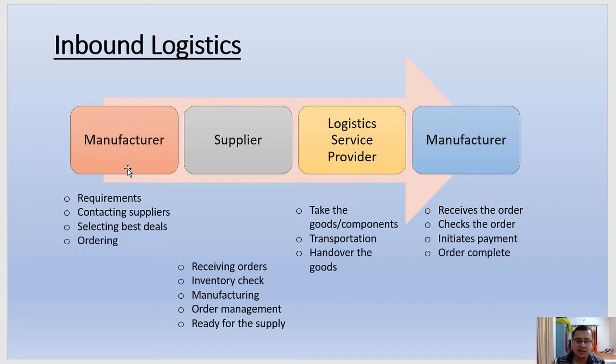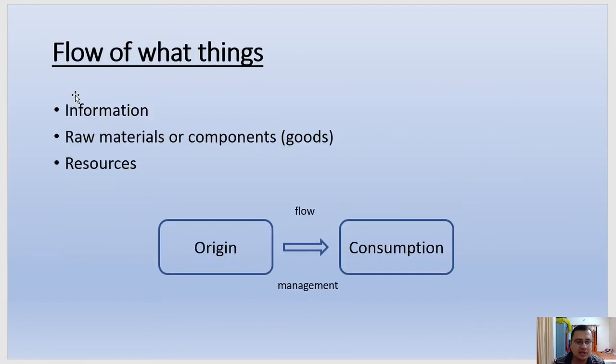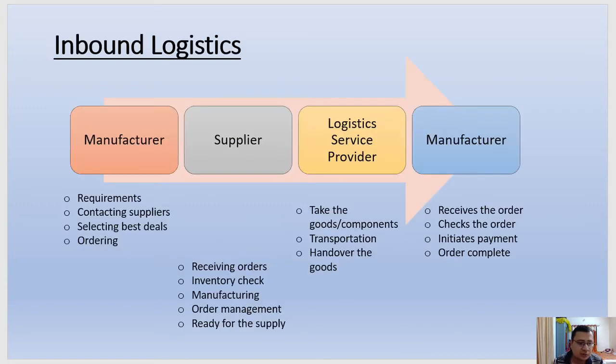Now, as said earlier, inbound logistics is this flow of things, that is information, raw materials or components, and resources. These things will be coming inside my company in order to process, in order to produce the finished product. So this logistics is known as inbound logistics.